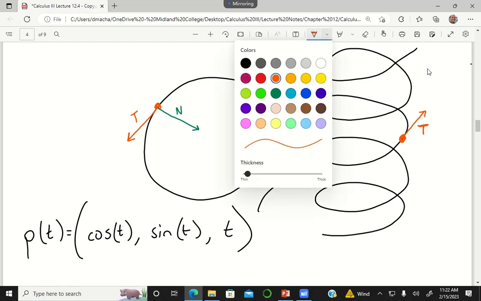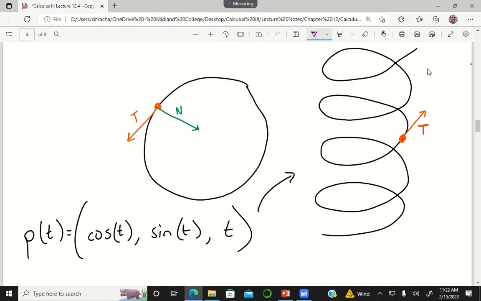As far as the principal unit normal vector, it is going to point directly towards the center of the helix, because all of the acceleration is pointed towards the center of the helix. And there's actually not any vertical component to the principal unit normal vector in this case, because you're not accelerating upward at all. It's just constant velocity in the z direction. So that principal unit normal is just pointing horizontally towards the center of the helix.